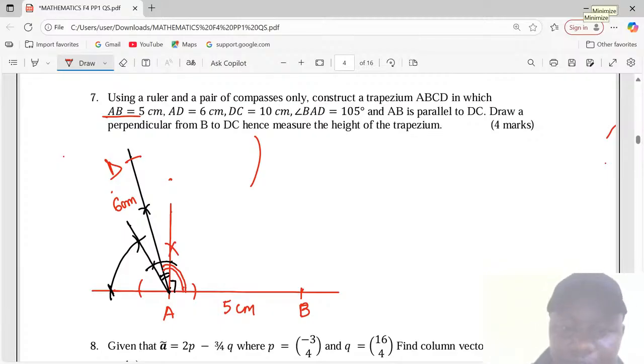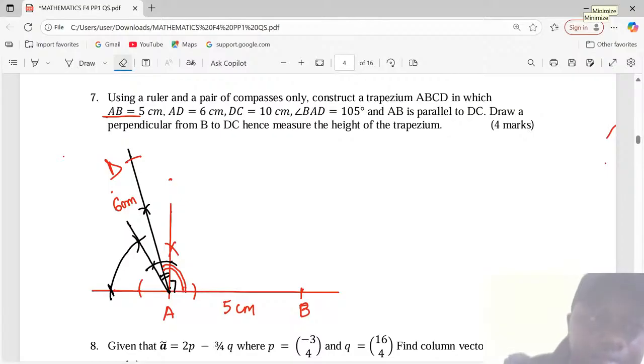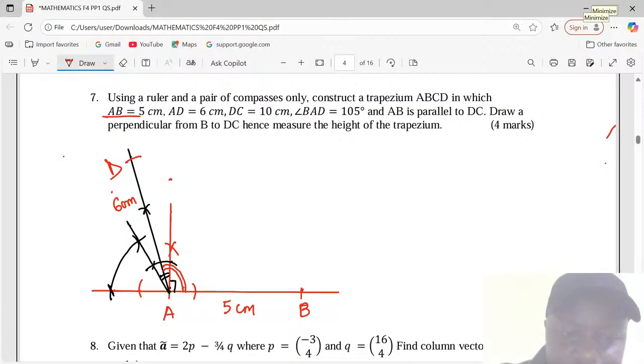Then, now standing at A, I want to make it clear. Standing at A, we measure AB, which is 5 centimeters. So standing at C and using the same distance, we make an arc along that line. We make an arc like that.